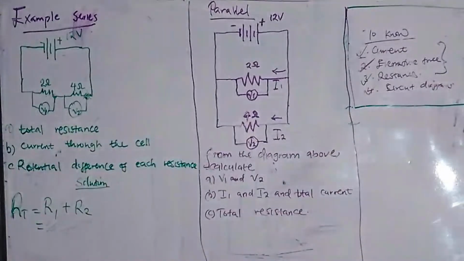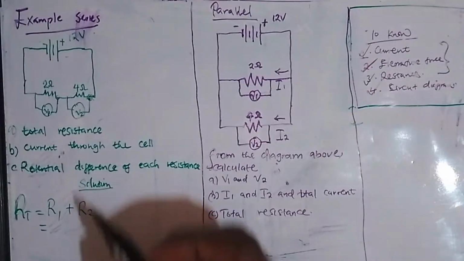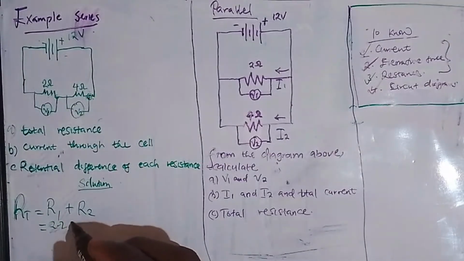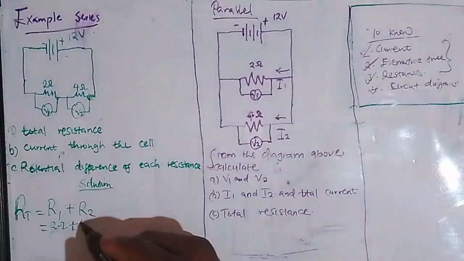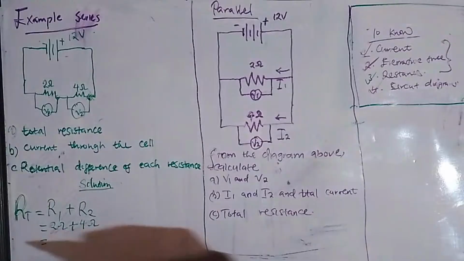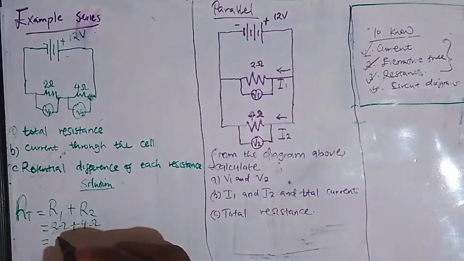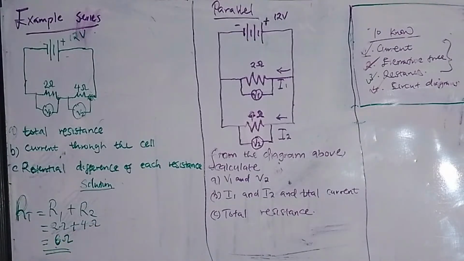If we go back to our diagram, we can see that our resistance 1 is 2 ohms. So you say 2 ohms plus our resistance 2, which is 4 ohms. Then if you add 2 plus 4, you get 6 ohms as your total resistance. So this is how simple you can solve the total resistance in case you have a series diagram.